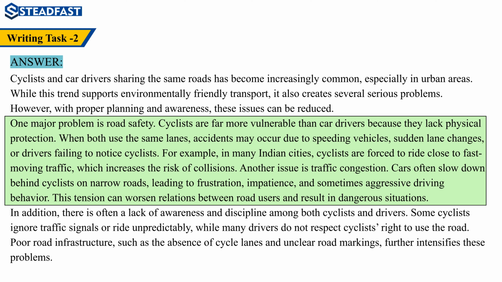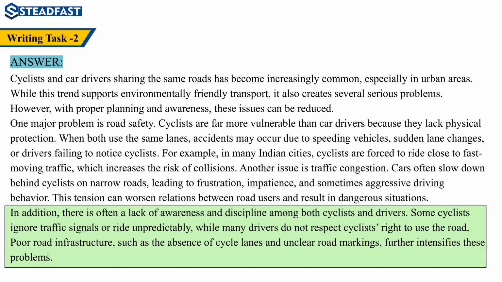Cars often slow down behind cyclists on narrow roads, leading to frustration, impatience, and sometimes aggressive driving behavior. This tension can worsen relations between road users and result in dangerous situations. In addition, there is often a lack of awareness and discipline among both cyclists and drivers. Some cyclists ignore traffic signals or ride unpredictably, while many drivers do not respect cyclists' right to use the road. Poor road infrastructure, such as the absence of cycle lanes and unclear road markings, further intensifies these problems.